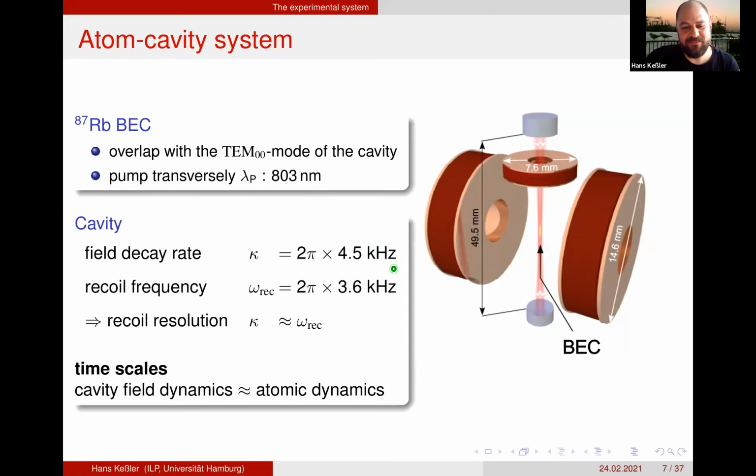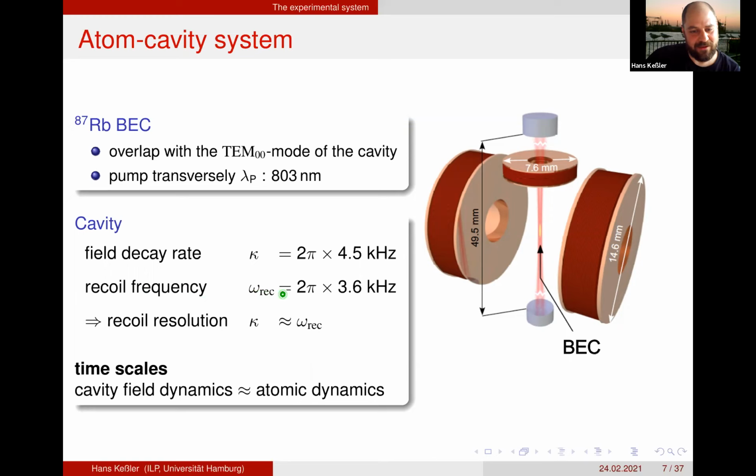Our cavity has a unique feature if you compare it to most of the cavities in the world: the distance between the mirrors is almost 5 centimeters, so it is quite long. The photons get lost in the cavity because the mirrors are not perfect, or you have some surface roughness. So if you have a long cavity, the light spends more time in vacuum before it hits the mirror, and this leads to a small field decay rate, in our case 4.5 kilohertz. In many other experiments, it's 50 times higher.